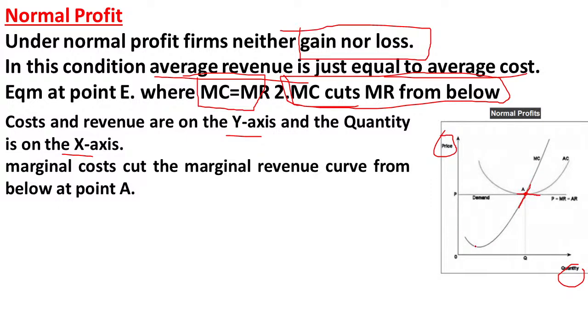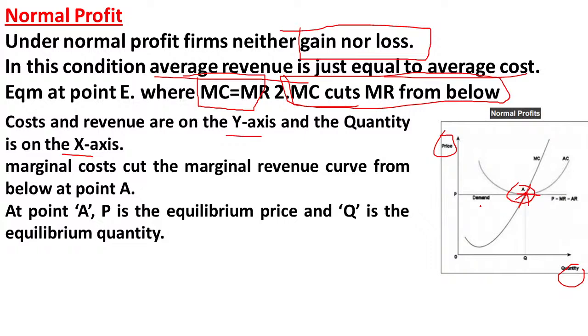This is a U-shaped curve, and the marginal cost curve is cutting the marginal revenue curve from below, intersecting at point A. From here, the marginal cost curve is lying above the marginal revenue curve. So at this point MR is equal to MC, and also MC is cutting MR from below. So A is an equilibrium point here. OP is the price of the product, and OQ is the quantity.